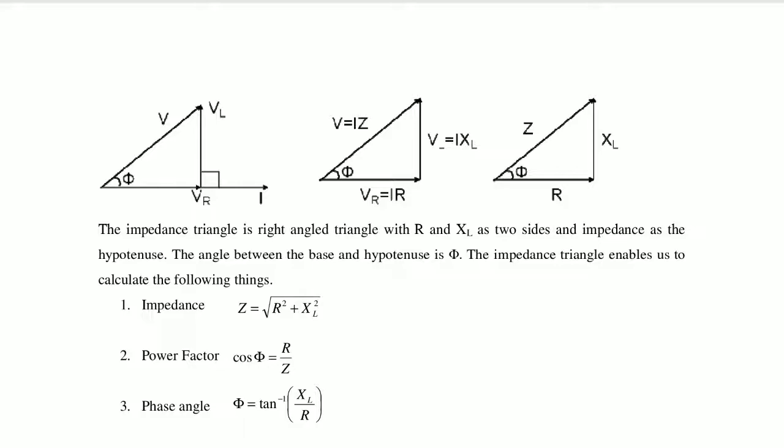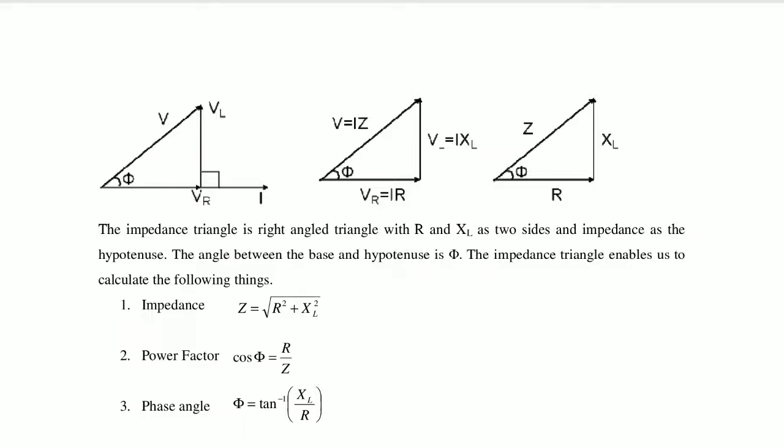Phi is equal to cos inverse of R by Z, that is the phase angle. This is another method we can calculate. So cos phi is equal to R by Z, phi is equal to cos inverse R by Z. That is the phase angle, and this one is the power factor.